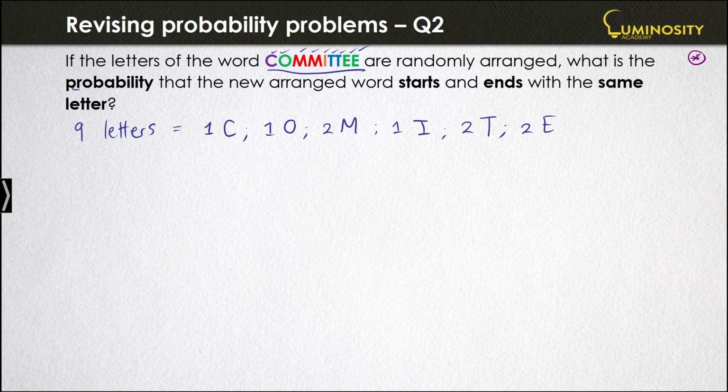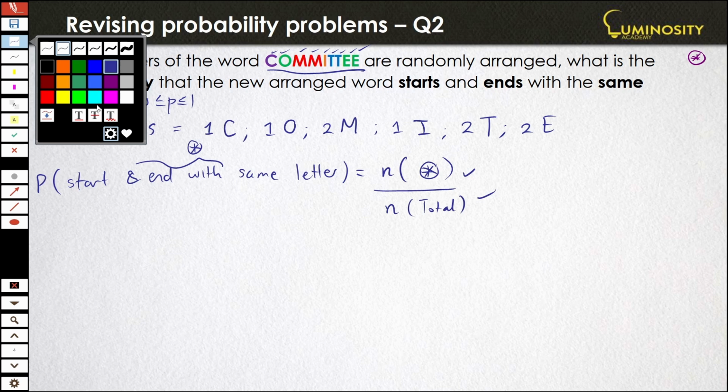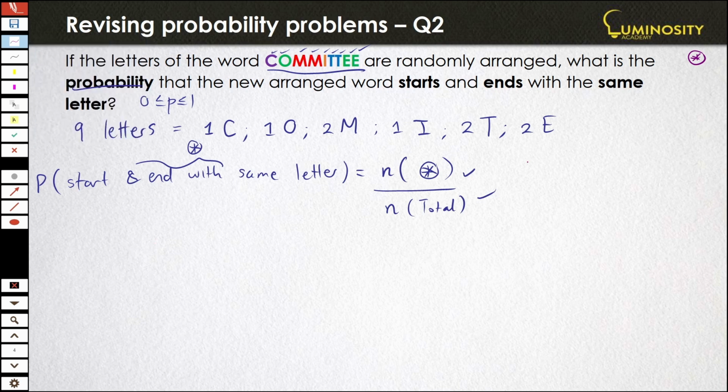Now we want probability. So that's a p-value between 0 and 1. So the probability that it must start and end with the same letter, well, by the classical definition of probability, that's the number of ways. If I call this thing star, then it's the number of ways that star can happen divided by the total ways we can arrange the letters of the word. So we need to work out these two items and then divide them. I'm going to do n total first.